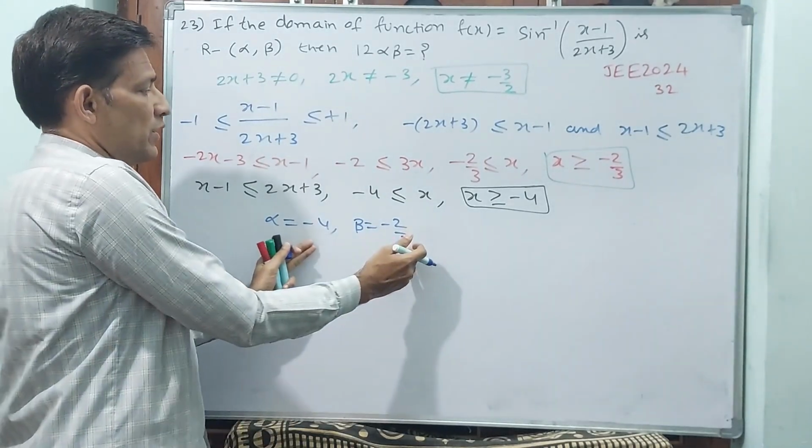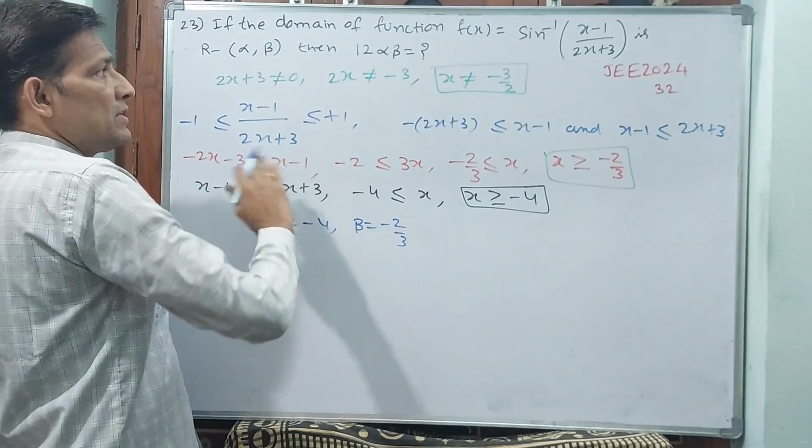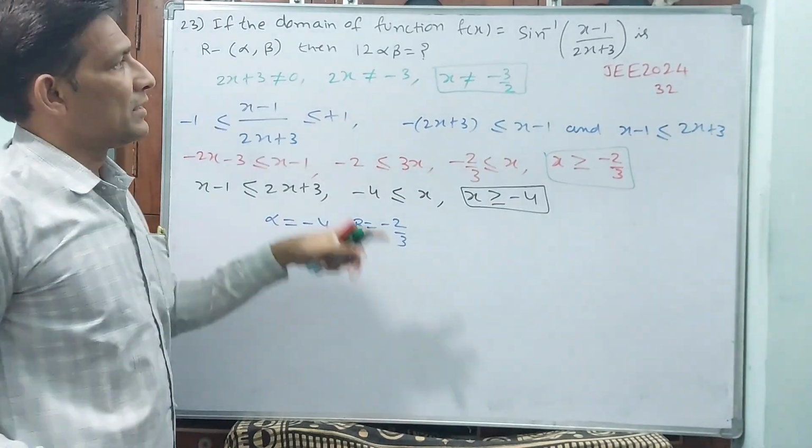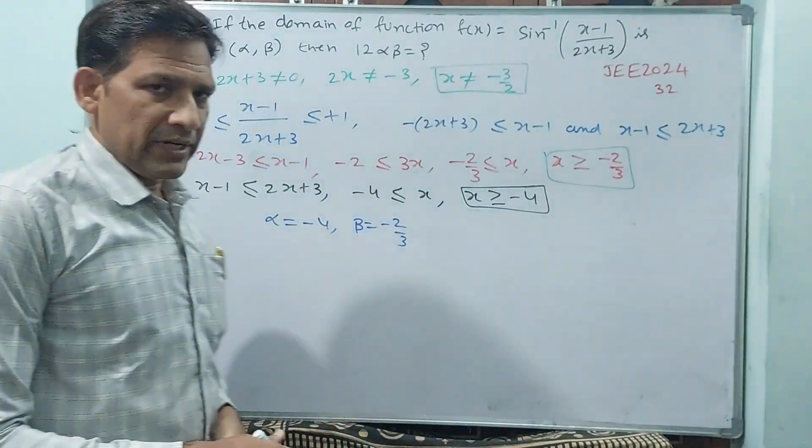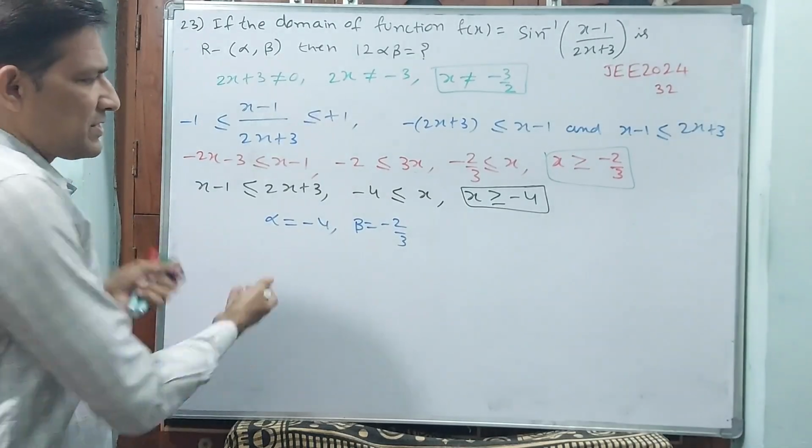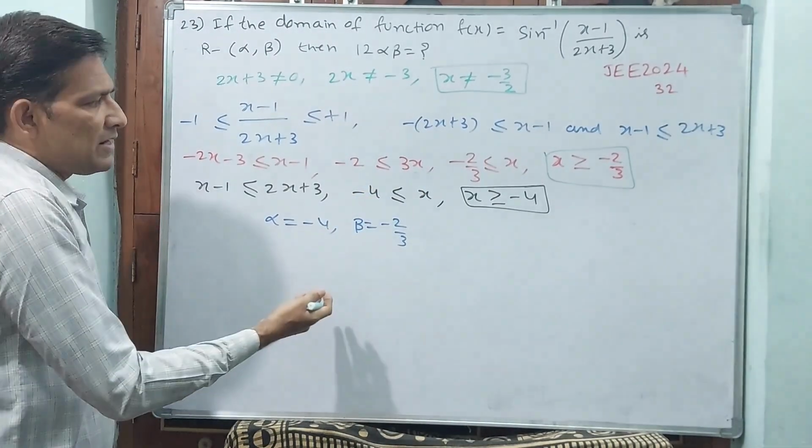If you don't take the in-between, then automatically you can take everything as R, and this function is valid like that. Like that they have given. That means you have found the alpha beta values.